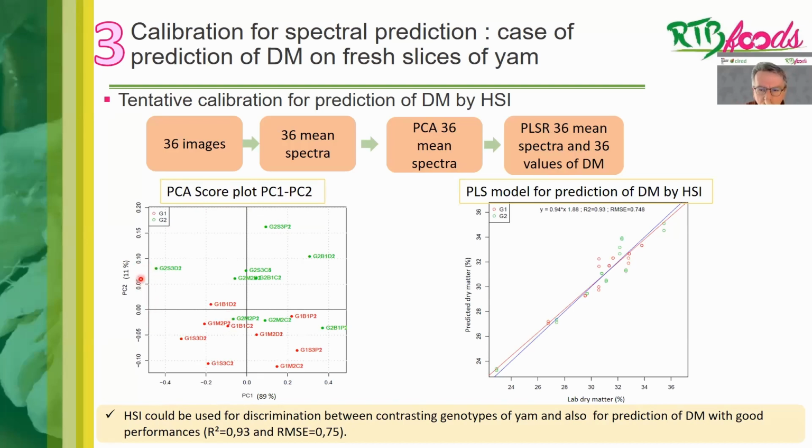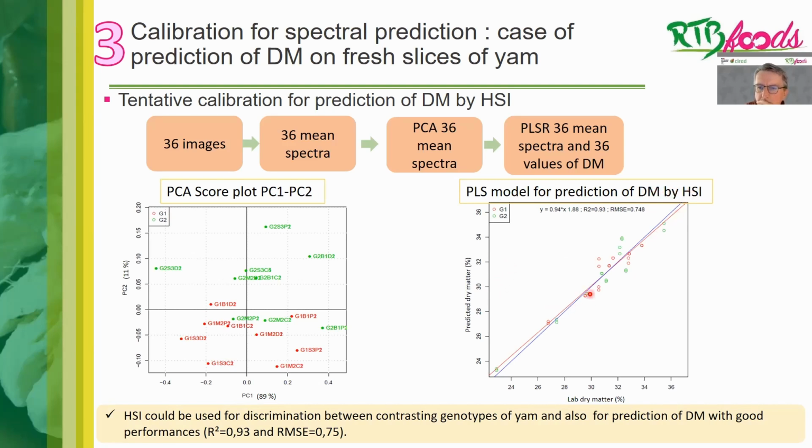along PC2, with 11% of explained variance, that we see the difference between two genotypes, genotype 2 in green and genotype 1 in red. So we can discriminate between them using this hyperspectral measurement. Okay. And here we also try the PLS model for prediction of dry matter by hyperspectral imaging.